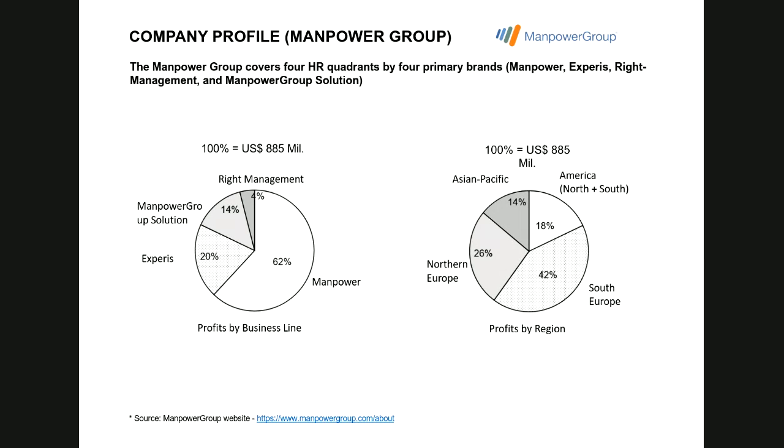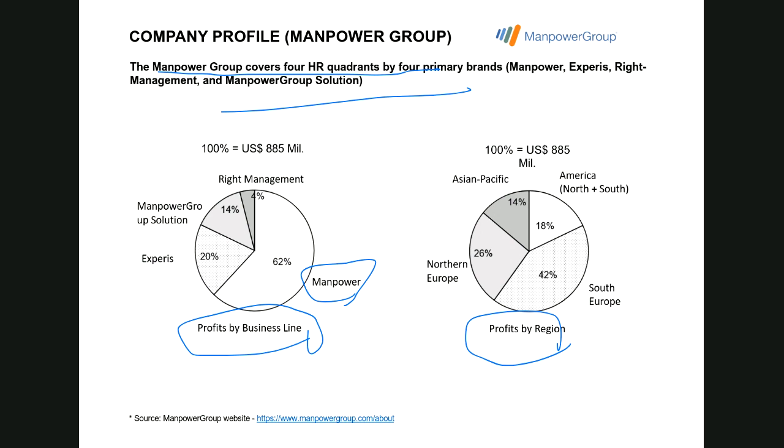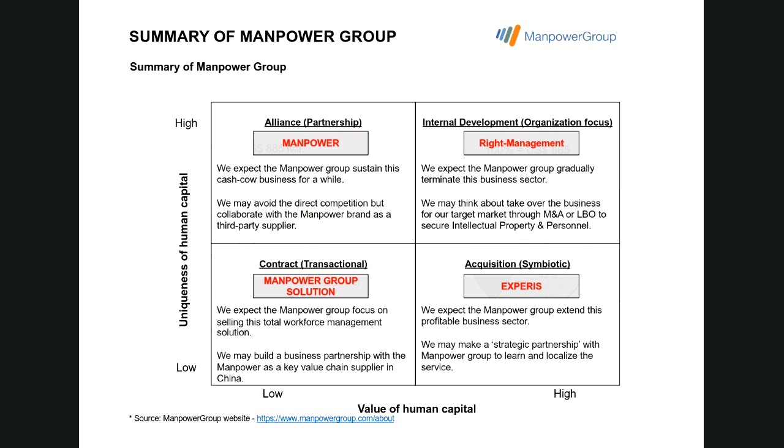The Manpower Group covers the HR quadrant and something, and their profit usually comes from one service of Manpower.com, and the profit usually comes from South Europe. Do you remember who the CEO is? The CEO comes from Sweden. America, absolutely, and Asia Pacific is growing more. And there is a summary of the Manpower something. You don't need to do that.